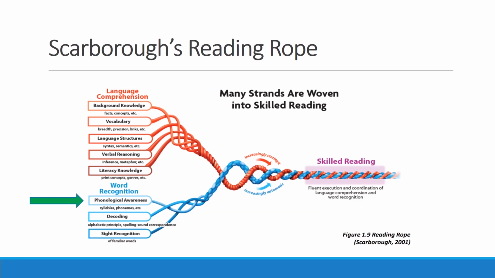They say that a picture tells 1,000 words, and in this case it's absolutely true. This is an image of Scarborough's reading rope, and it beautifully demonstrates how multifaceted literacy is and how many components have to come together for skilled reading to happen. Notice that phonological awareness is one of the many strands that are needed to be woven together with other strands for skilled reading to occur.